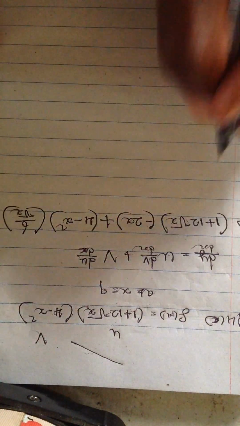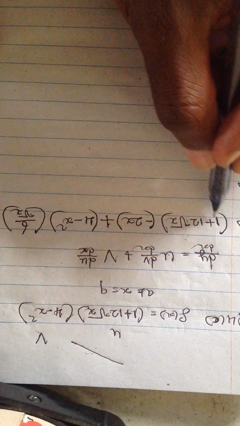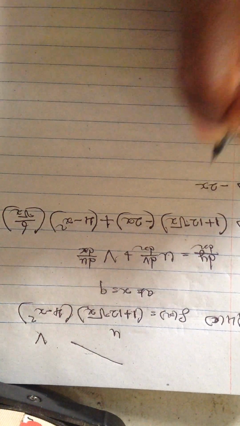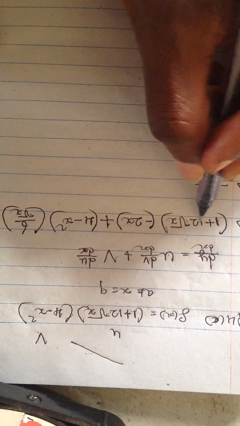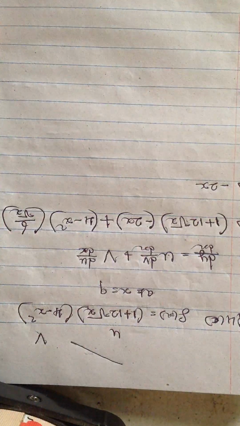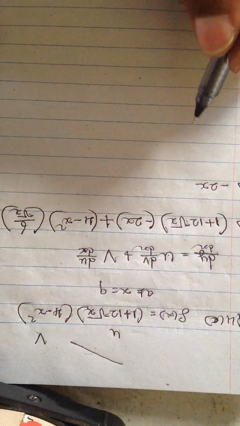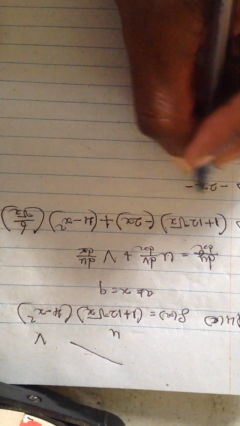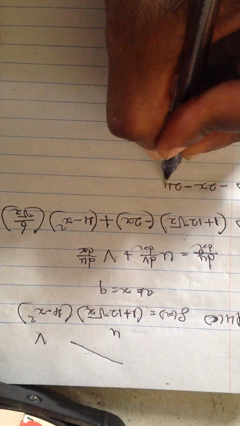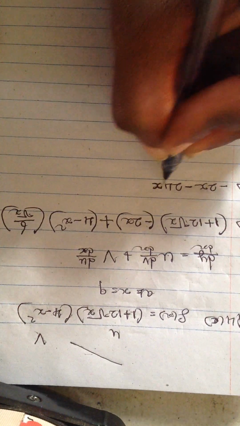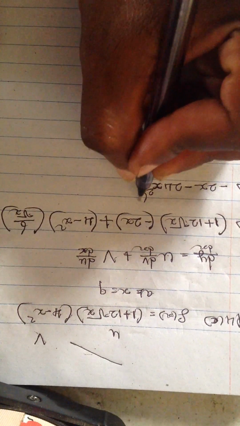So when you reach this stage, you can multiply. What is 1 times negative 2x? That's negative 2x. What is positive 12 the square root of x times this one? So when you multiply this one, meaning we're going to have negative 24x squared, open bracket 1 over 2.